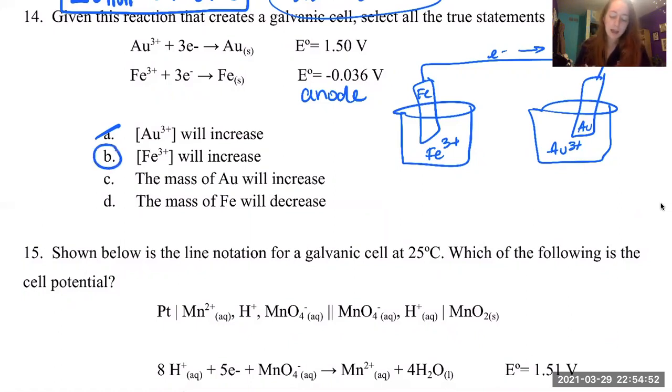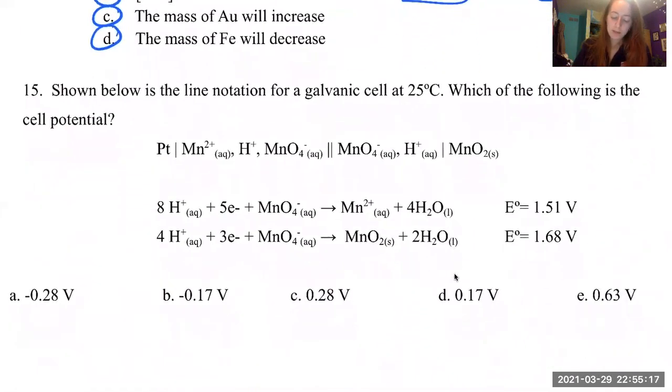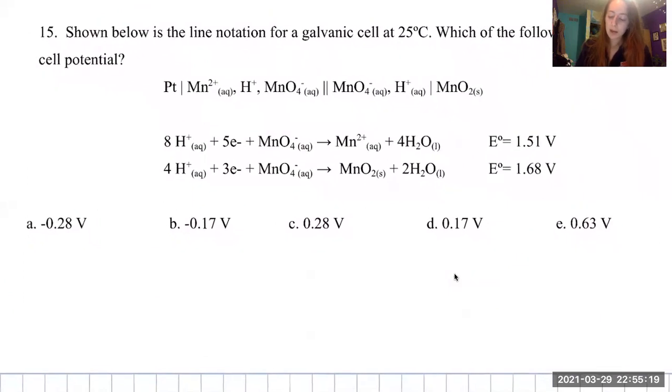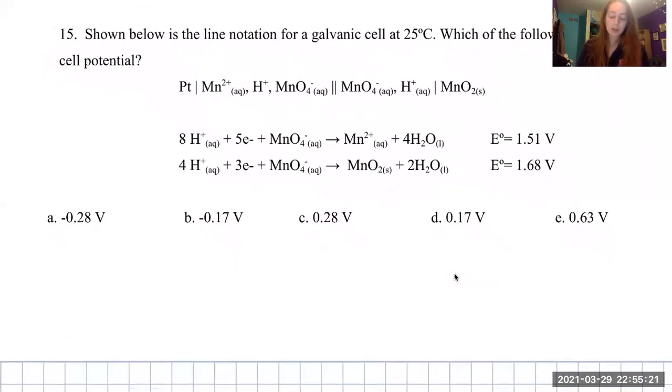The next one is saying the mass of the gold will increase, and that's absolutely true. This will accumulate here as the Au3+ is being reduced and turning into it. The last one is saying the mass of Fe will decrease, and that is also true. We're going to be eroding here. It's going to be eroding as the Fe oxidizes and turns into its aqueous form.